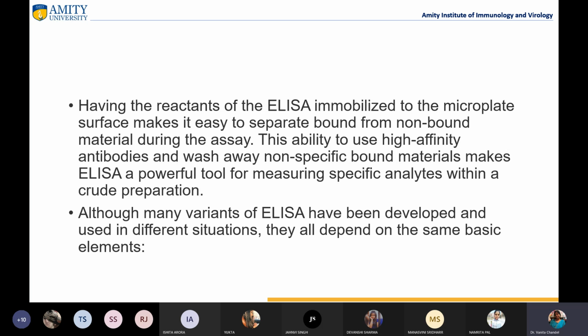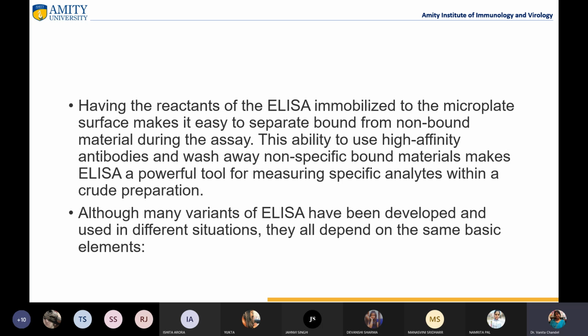So we do an additional step, which is called a blocking step, right? That will block the unbound places in the microtiter plate, and then again a washing step is done. So there are a number of steps in the ELISA, and after each step, washing is done 2 to 3 times with the PBST buffer, phosphate buffered saline, or sometimes we add Tween 20 to that also. So that washing is very properly required to be done.